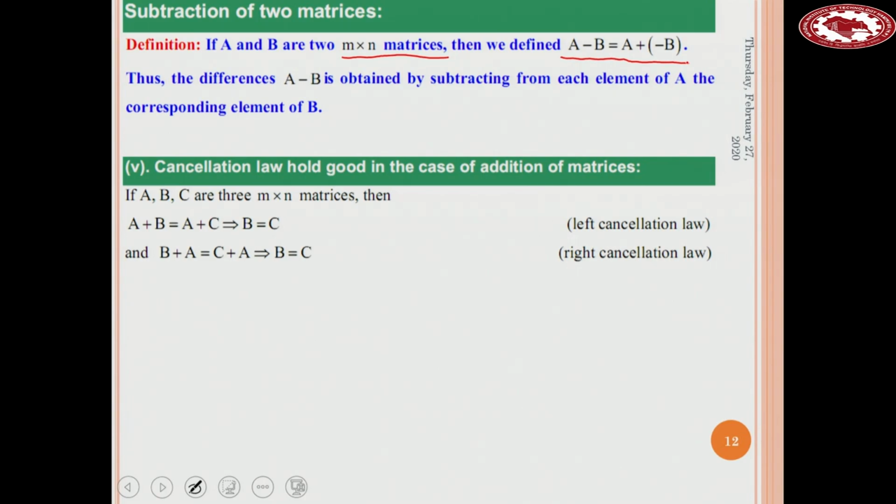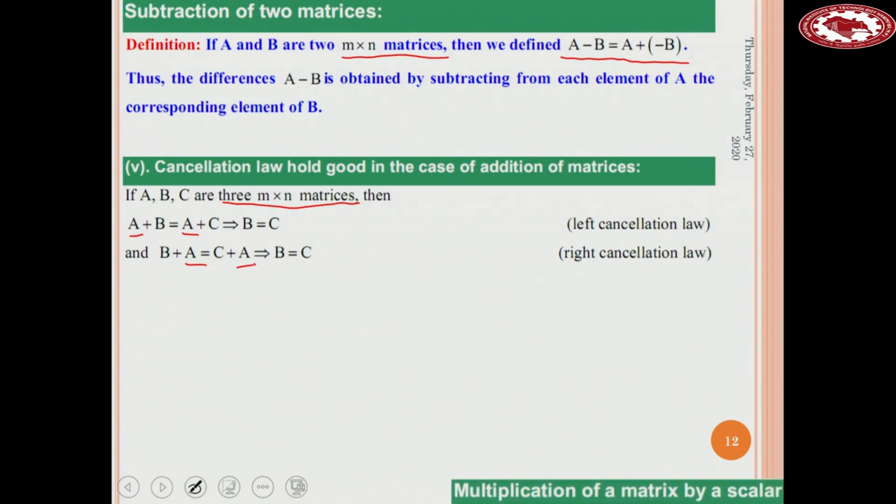Now, fifth property of addition of matrices is the cancellation law holds good in case of addition of matrices. This means if A, B, C are three m by n matrices, then A plus B is equal to A plus C implies B is equal to C. So, you can cancel this. A plus B is equal to A plus C, this means B is equal to C, or B plus A is equal to C plus A, this means B is equal to C.